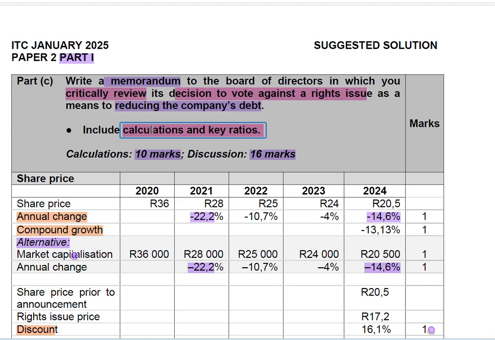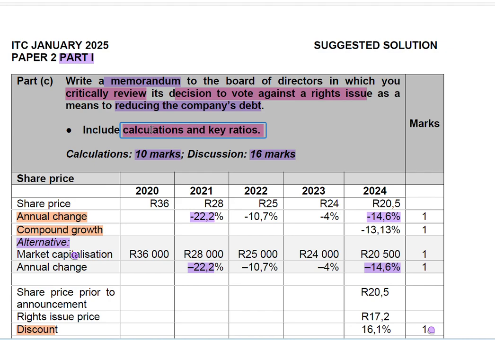So we'll do a comparison of our key ratios without the rights issue versus with the rights issue. That will enable us to critically evaluate by looking at the numbers and how the ratios would change if we were to go ahead with the rights issue. And in that way, we are going to be able to critically evaluate the board decision. In that way, you're going to be saying, these are the good things, or these are the bad things.